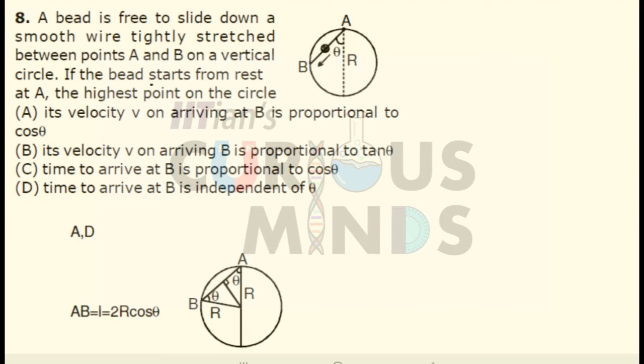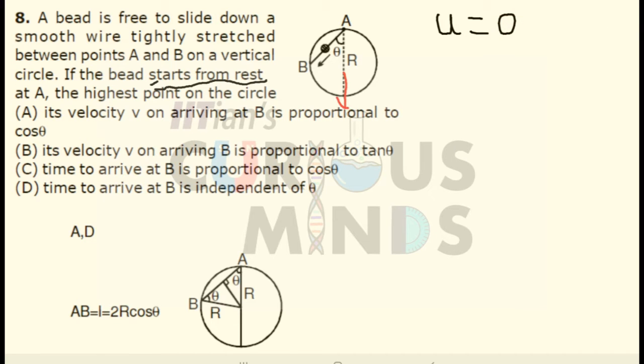A bead is free to slide down a smooth vertical wire tightly stretched between points A and B. If it starts from rest, it means that the initial velocity is 0. The initial velocity at point A is equal to 0.